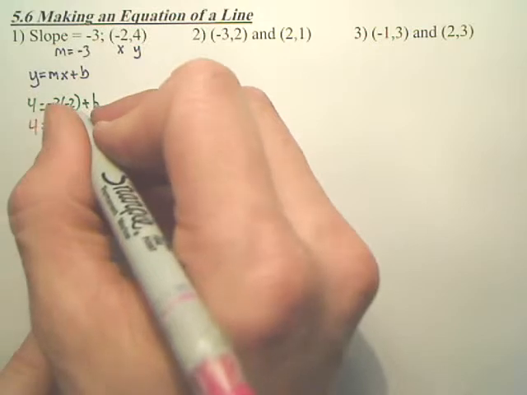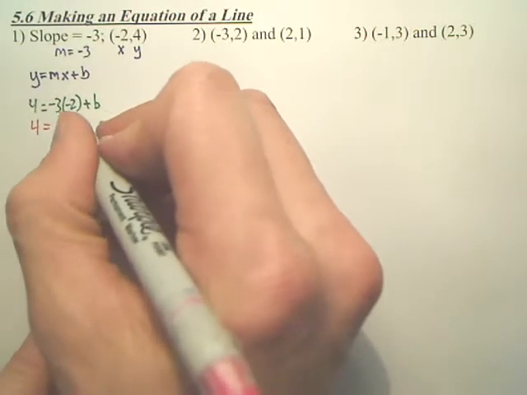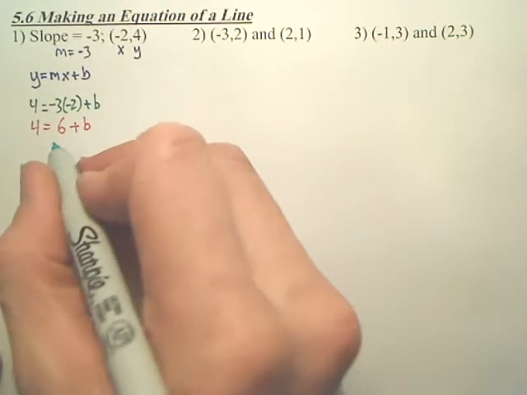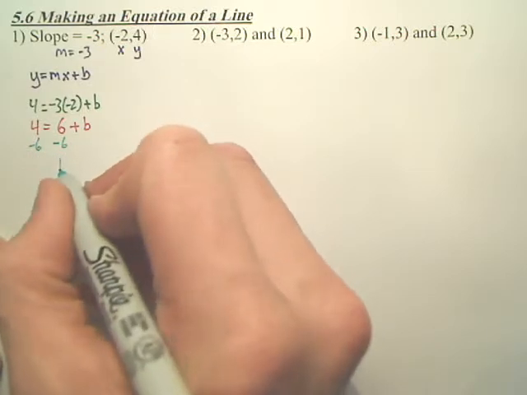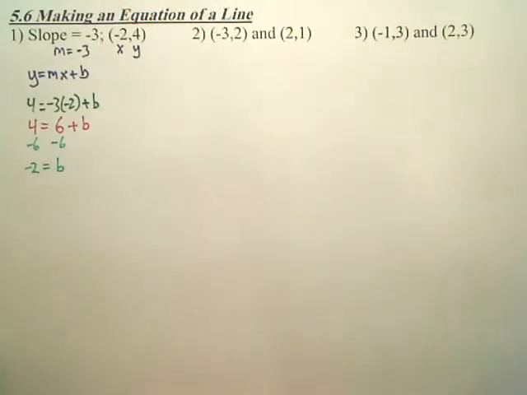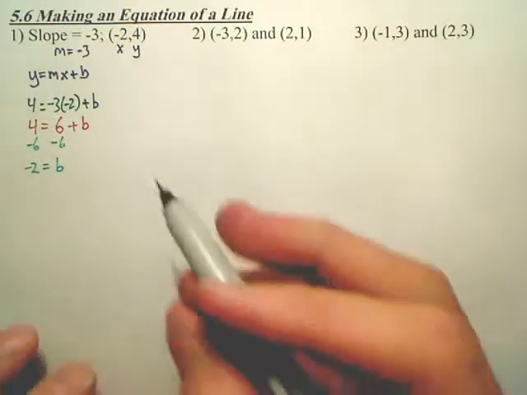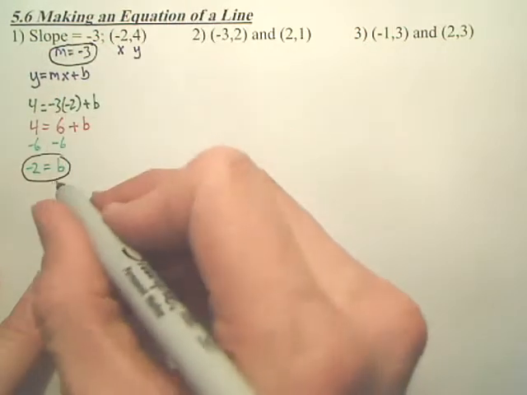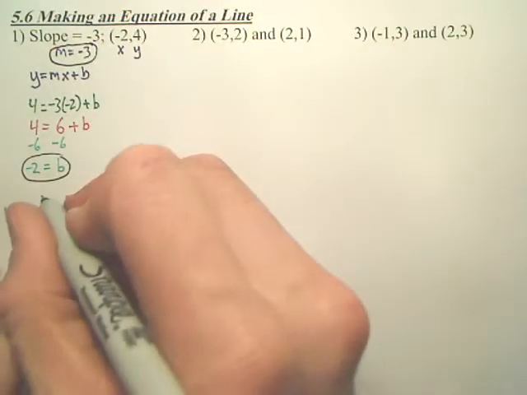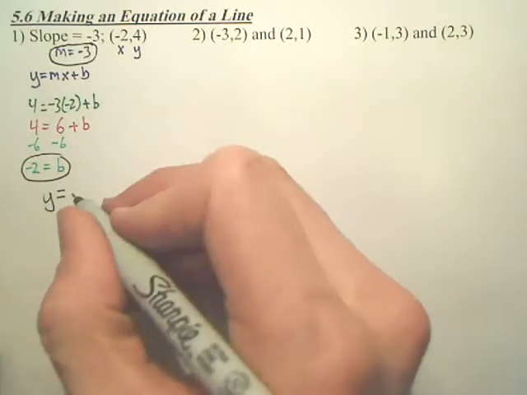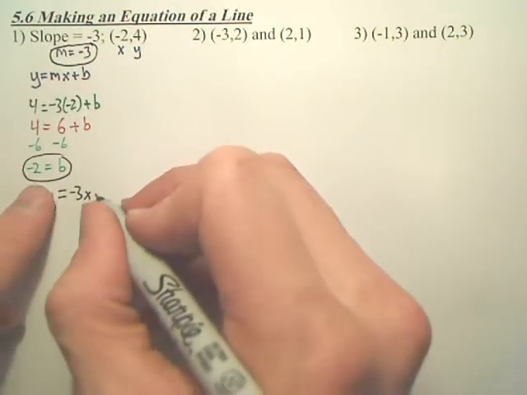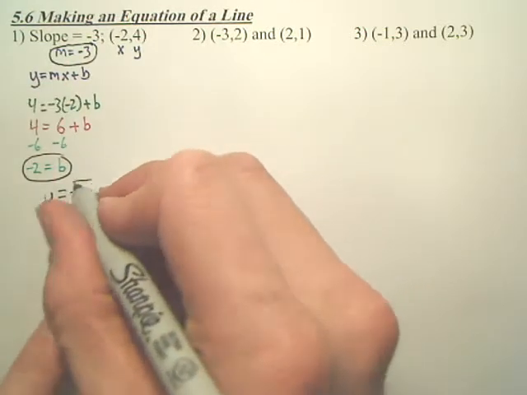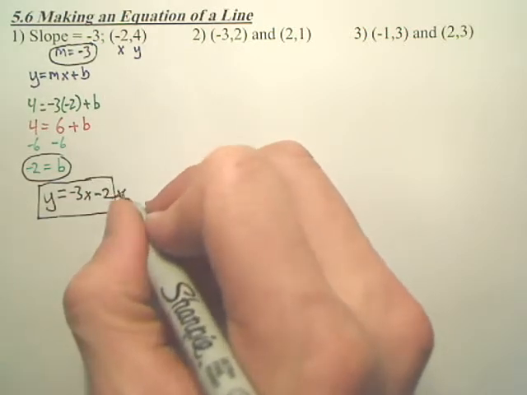4 equals, what's -3 times -2? 6. And then to get b by itself, I'm going to subtract the 6 over. Now, isn't that b? Isn't that m? Isn't my equation y equals -3x minus 2? b is -2, m is -3. That's my answer.